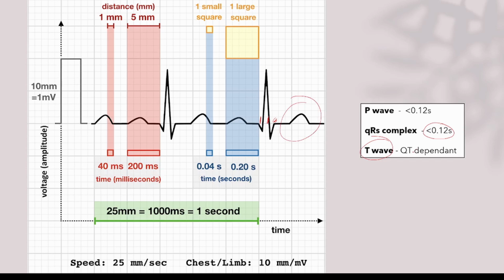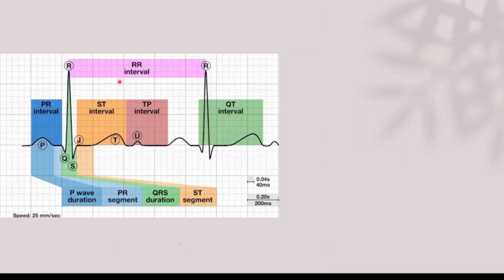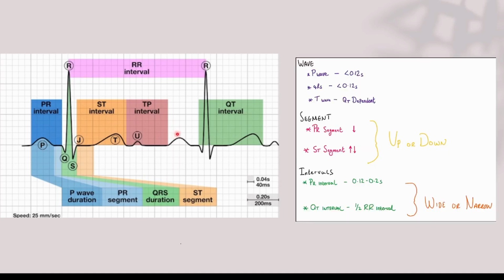What you need to be aware of is the fact that the T wave is QT dependent. We will go over the idea of QT significance later on. However, don't get too bogged down with it. Just understand that the QT has an influence on the T wave. Okay, so now let's start talking about these particular terminologies that you need to be aware of on the ECG. I know this diagram looks a bit scary, but allow me to break it down.